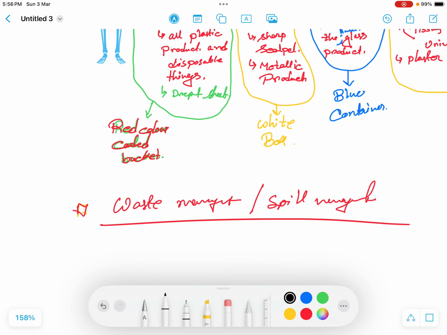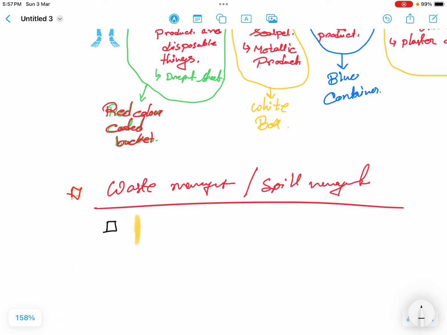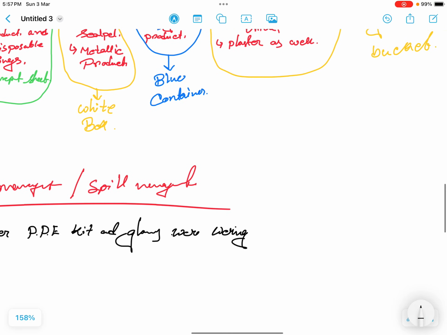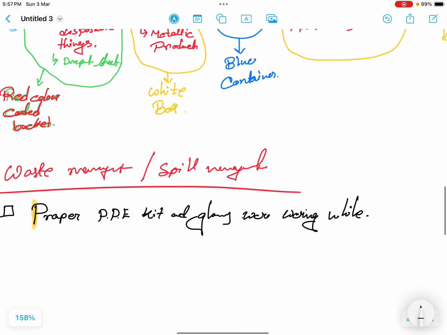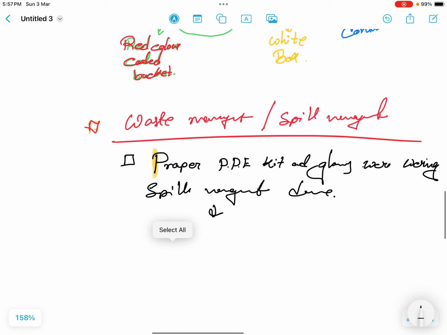So how is the spill management done? First of all, you have to make sure of the proper PPE kit and gloves are worn while spill management is done. Next, what is the second step?